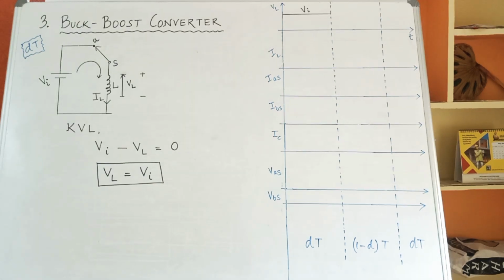Next we will draw the value of VL during the DT period in our waveform. Thus next we have drawn the waveform of VL, which is nothing but a constant DC voltage which is Vi during the DT period.